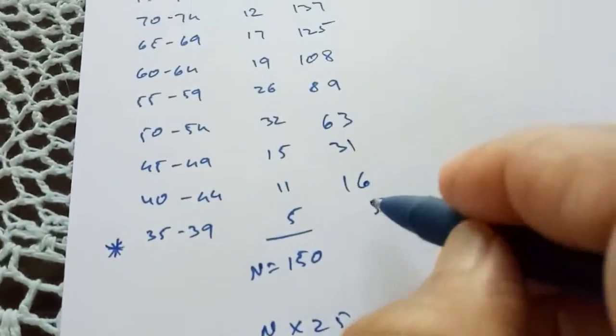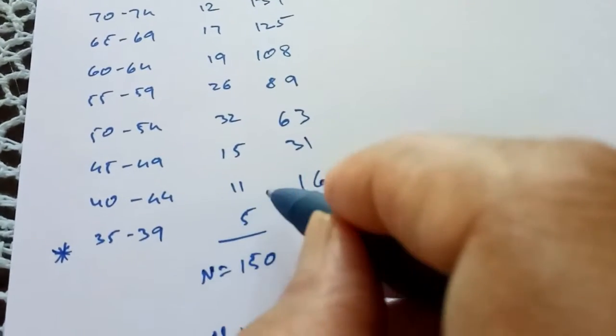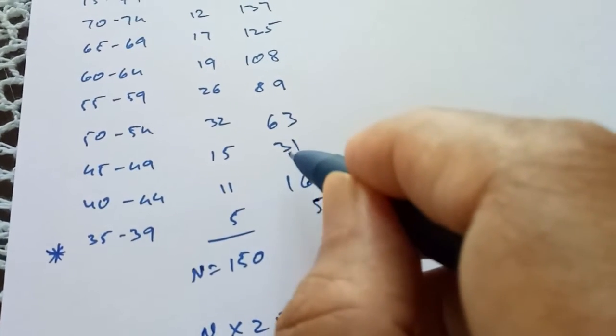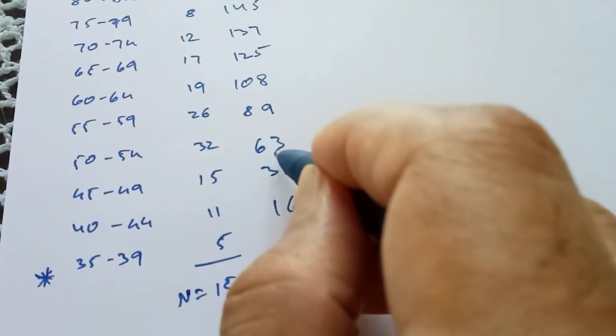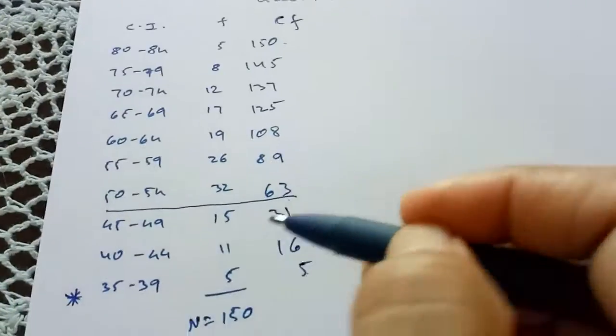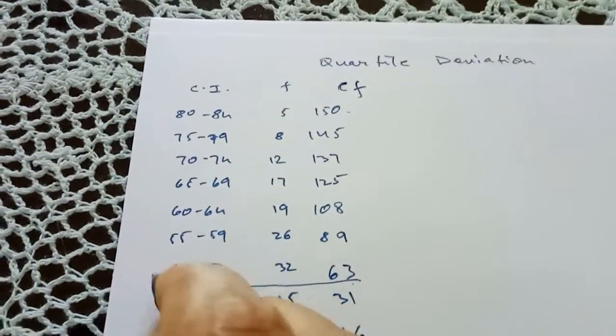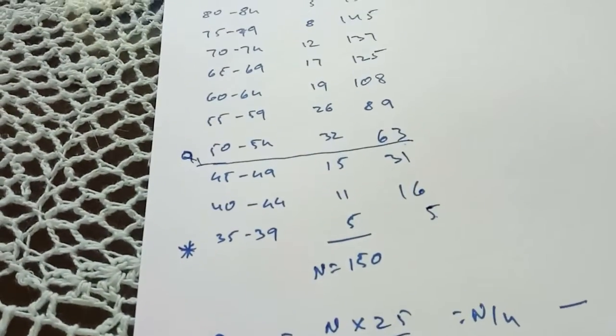37.5. Now I start looking for 37.5. Where would that fall? I've reached 5 in this class interval, up to 16, up to 31. I need 37.5. So 37.5 would be here. For convenience, I'll just underline the class interval. This is where Q1 falls.